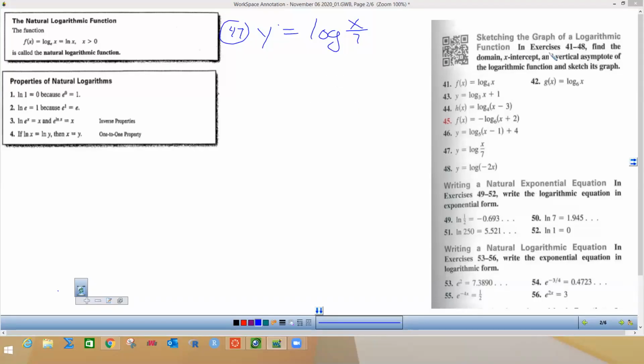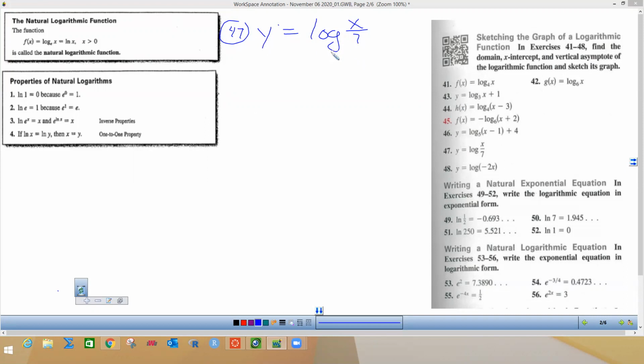Okay, so we're doing 47 on here, and it says find the domain, x-intercept, vertical asymptotes of the log function and sketch the graph. Now I'm going to do this without a calculator, and I'm going to show you how to do it with a calculator. So first of all, 47 does have y. These have function notation, some of them. Put a y in there every time.